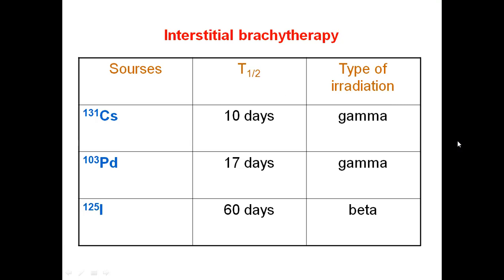For interstitial brachytherapy, short-lived isotopes that generate gamma or beta radiation are more suitable. Among them, iodine stands out, which, due to its soft spectrum, is indispensable for brachytherapy of prostate cancer and brain tumors.